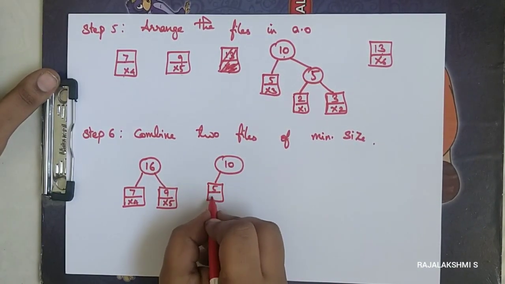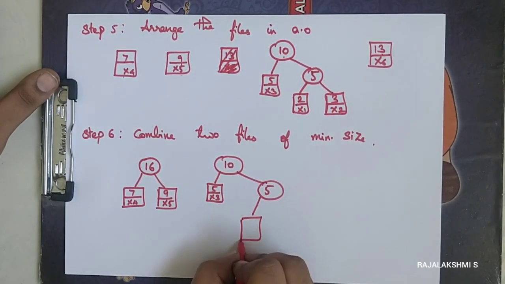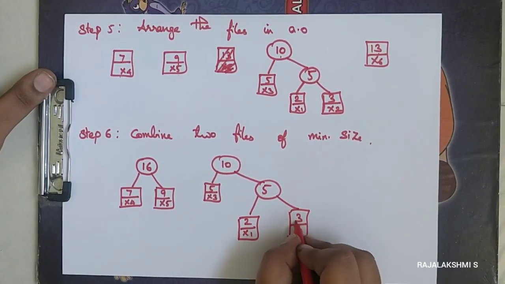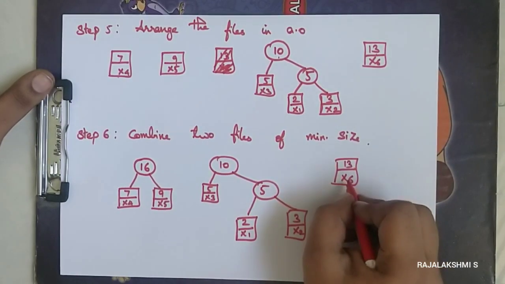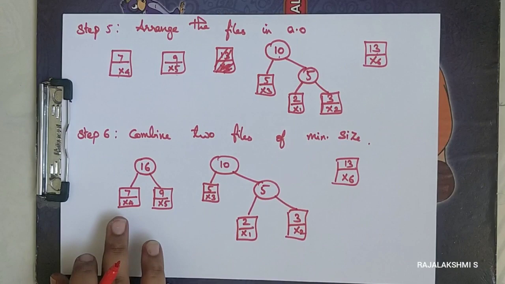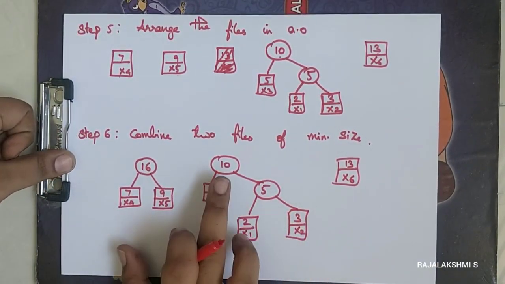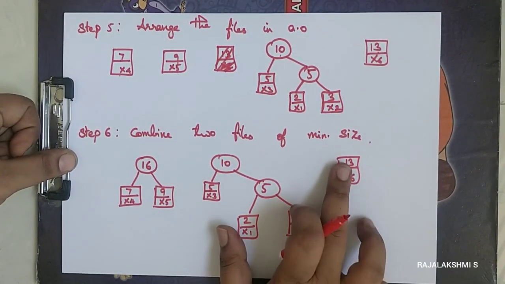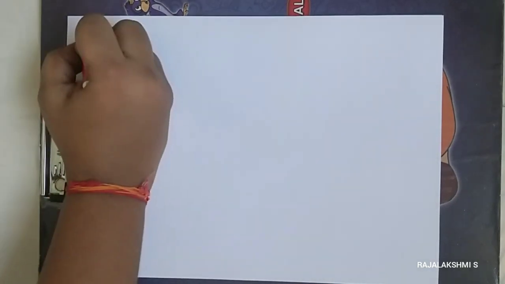So it is 5 x3, and this is 5, 2x1, 3x2, and here it is 13x6. So after combining the files, once again we should arrange the files in ascending order. While arranging the files in ascending order, we will have first this file with the root 10, and then this with root 13, and finally this one with root 16.